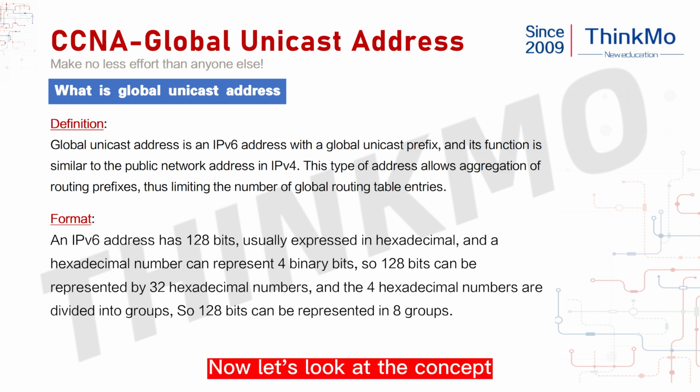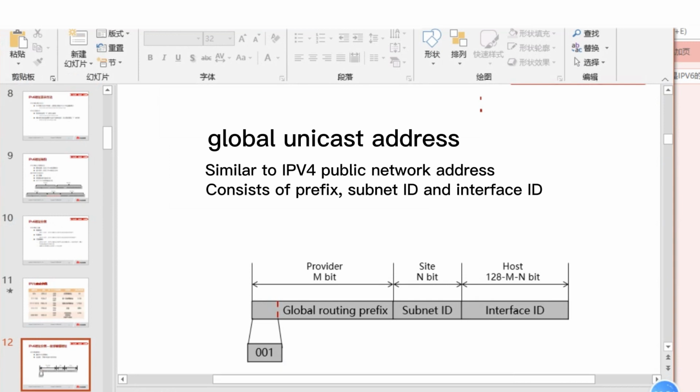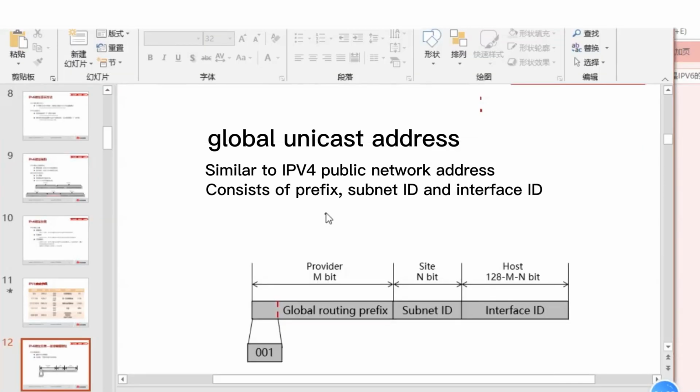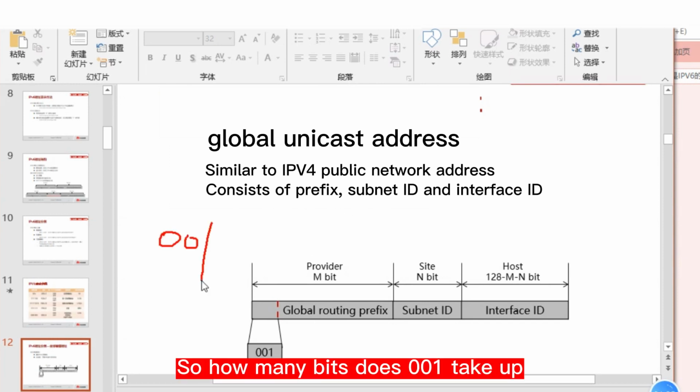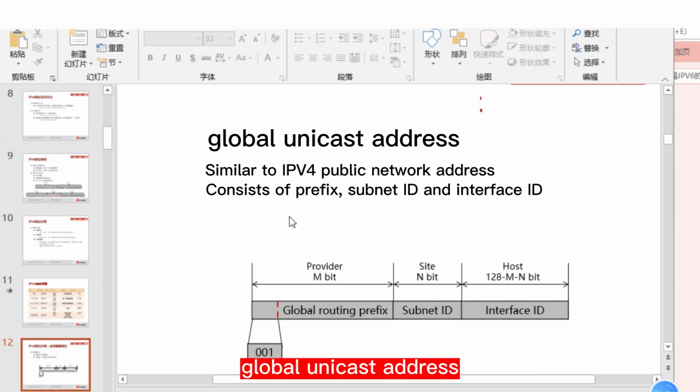Now let's look at the concept. A Global Unicast address consists of three parts: prefix, subnet ID, and interface ID. The first 001 represents the prefix. So the prefix is 001. How many bits does 001 take up? Let's see the Global Unicast address.